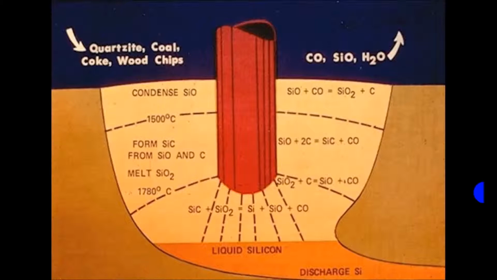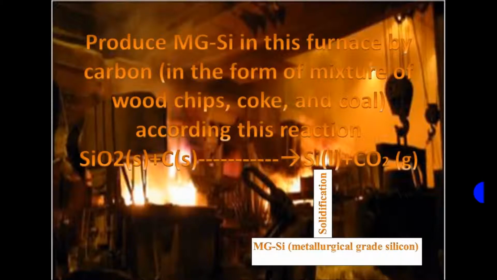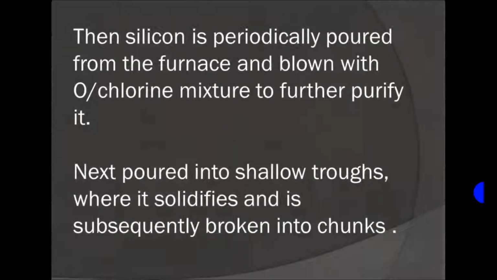This is a picture of some illustrative equations, as seen here in this image. The mixture is made of wood chips, coke and coal. Then it is poured into the furnace, blown out of the oven with a mixture of sugar. Then it is poured into a basin where it solidifies and is later divided into pieces.